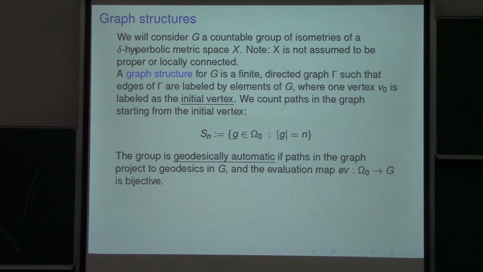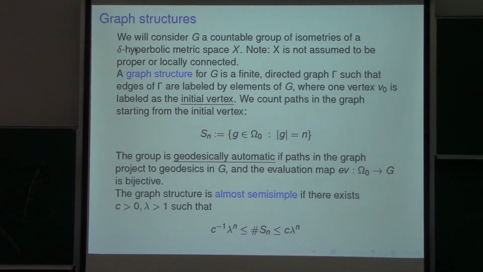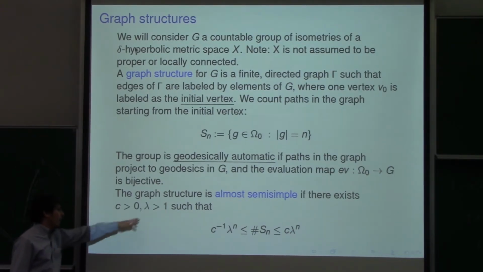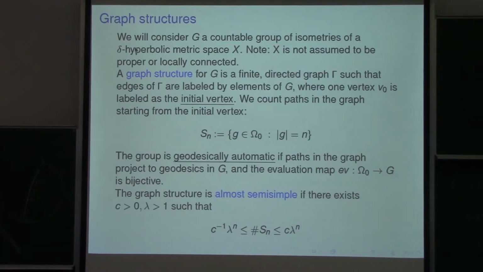But in any case, you could do counting. And another condition we need for the graph structure is that it has pure exponential growth, in the sense that if you count the number of paths of length n, this is basically lambda to the n up to a multiplicative constant, where lambda is bigger than 1, so we only care about group exponents. So anyways, these are some conditions.